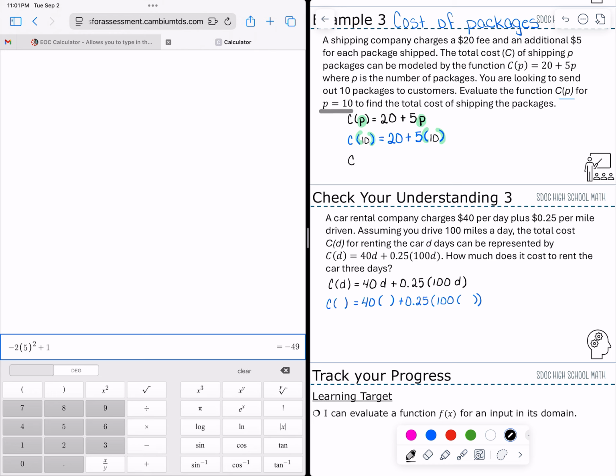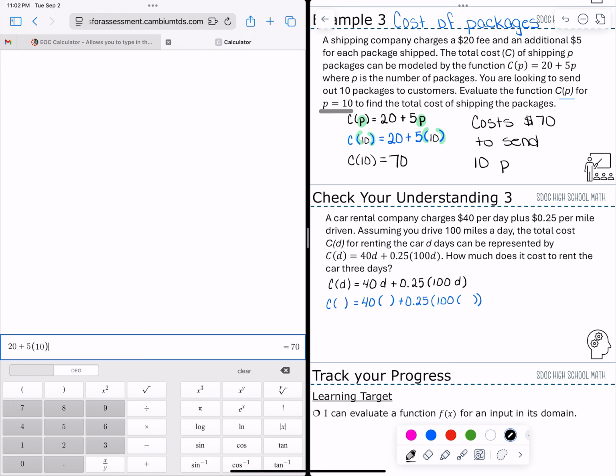So we have, what is the cost when you mail out 10 packages? So plug in 20 plus 5 times 10 into your calculator. 20 plus 5 parentheses, 10, close parentheses, and that is 70. So what does that mean? That it costs $70 to send out 10 packages.